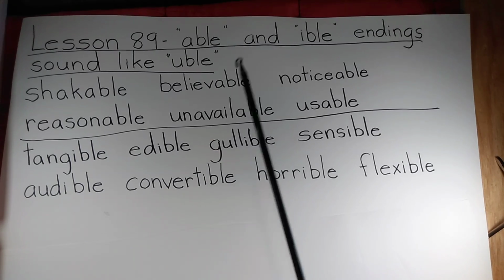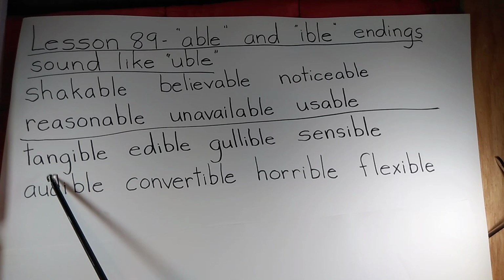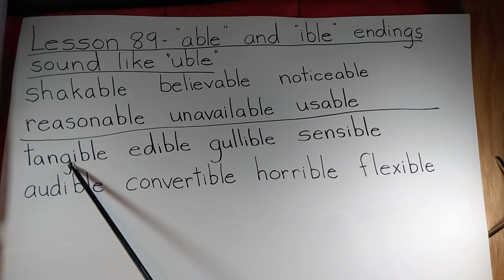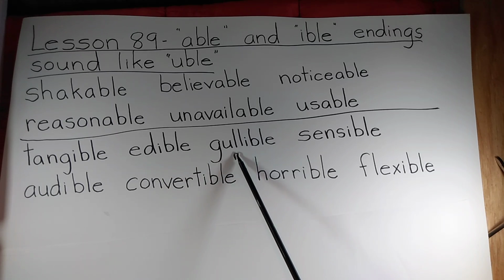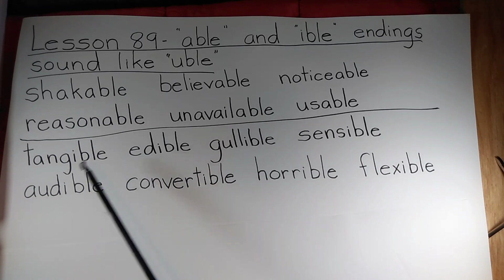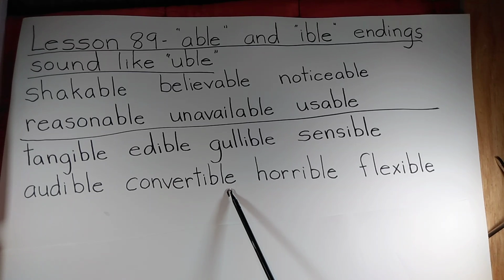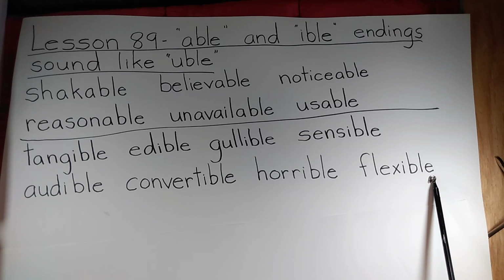And now, the ible ending in these words: tangible, edible, gullible, sensible, audible, convertible, horrible, flexible. Teachers, have students read these to you. Press pause.